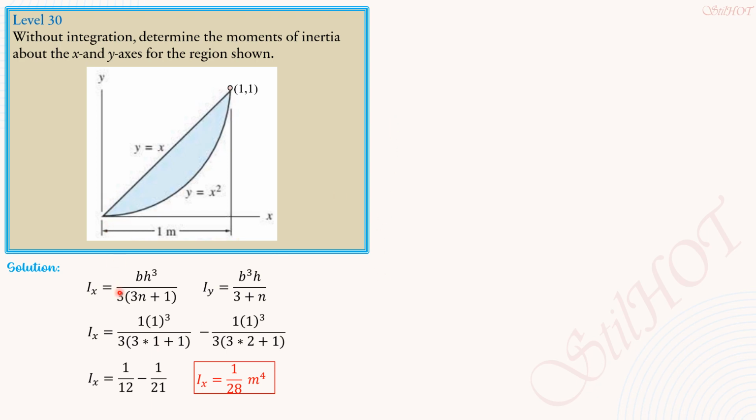So for Iy, it is b cubed h over 3 plus n. So the moment of inertia of the region under the first degree curve y equals x, then minus the moment of inertia under the region of n equals 2. This is our guide formula. Iy equals 1 cubed times 1 over 3 plus 1, minus 1 cubed times 1 over 3 plus 2, second degree. So this is 1/4 minus 1/5, and 1/4 minus 1/5 is 1 over 20 meter to the fourth.